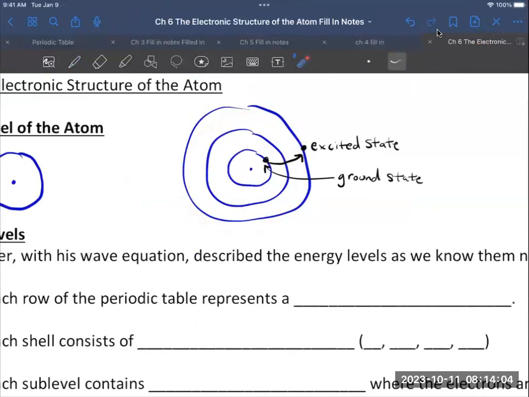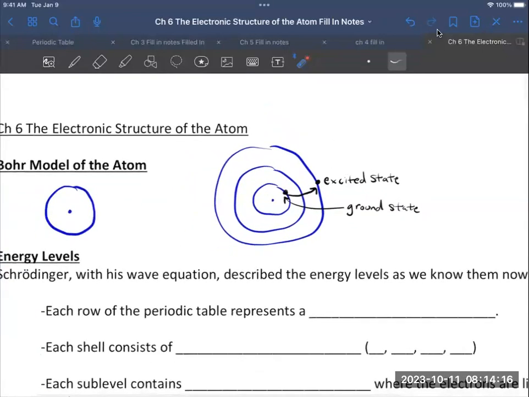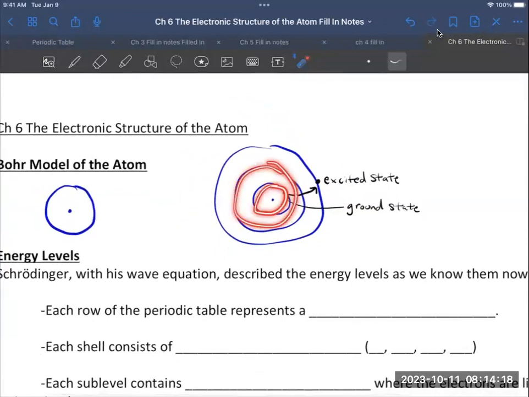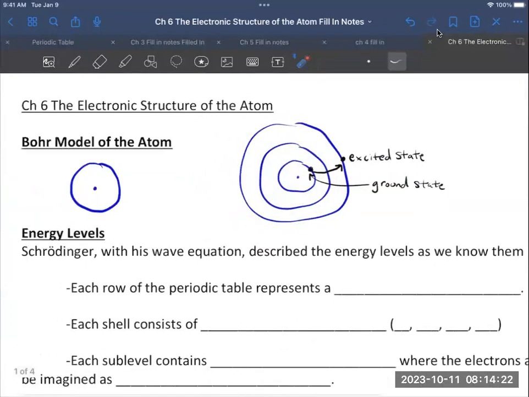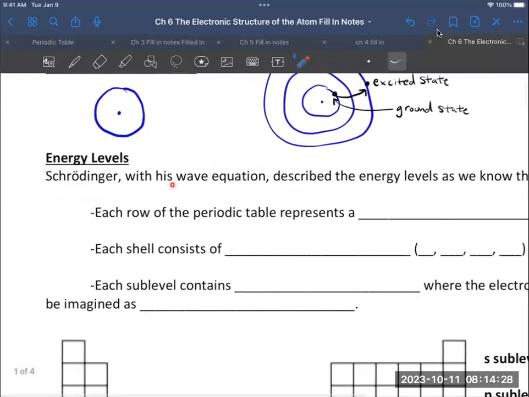So this concept of the excited state and the ground state is what helped Bohr to establish this model of the atom. And he wasn't entirely wrong about this. This is very close to the truth of what the atom looks like. There are definitely these energy levels that exist within the atom. However, there's one more layer to it, and this guy named Erwin Schrödinger figured out the rest of the puzzle.